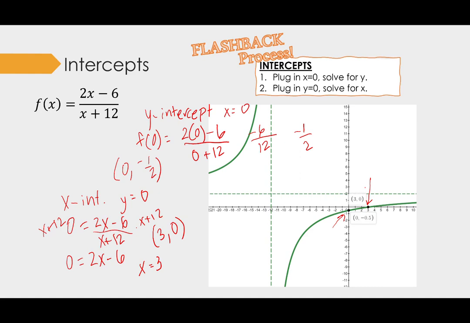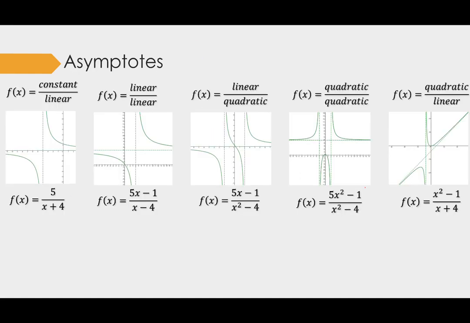Now sometimes you will come across graphs of rational functions that do not have intercepts. Maybe they have asymptotes on the axis. So when you're solving for intercepts, you might get undefined or something that doesn't work out. That's how you know that there's no x or y intercept when that happens. Alright, that's intercepts. You know how to do those. So let's talk about asymptotes.